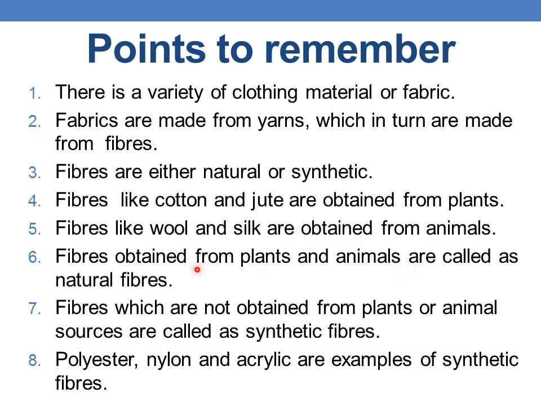Fibers obtained from plants and animals are called natural fibers. Fibers which are not obtained from plants or animal sources are called synthetic fibers. We also studied about the examples of synthetic fibers as polyester, nylon and acrylic.